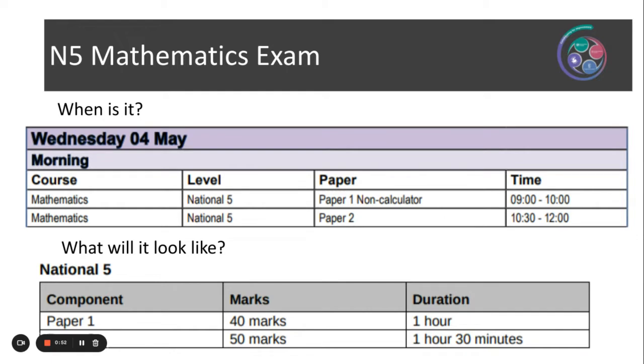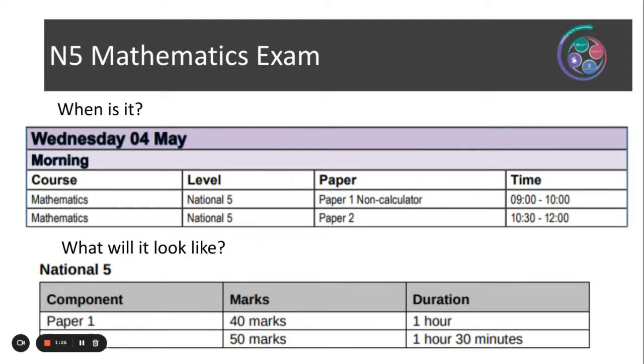So the National 5 Maths exam, when is it? It's on Wednesday the 4th of May in the morning. Paper 1, non-calculator, will start around 9 o'clock, finishing around 10 o'clock. Paper 2, about half an hour later, starting at 10:30 and finishing around 12 o'clock. The reason I say it starts around these times is that different schools might have slightly different start and finishing times just to fit in with their school day.